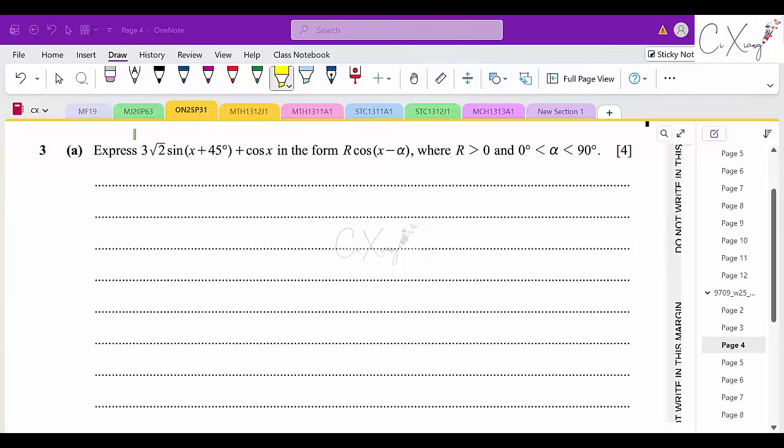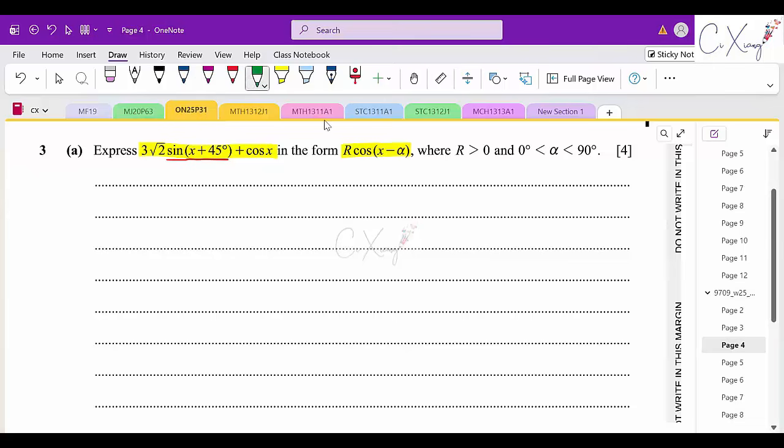Question number 3. Express this particular term into the form of r cos(x minus alpha), where r should be a positive value and also alpha should be in the first quadrant. Right. Okay, so let's look at this particular question first. Before we can express it into this single form of r cos(x minus alpha), we need to expand and simplify this term first, 3 sine(x plus 45).